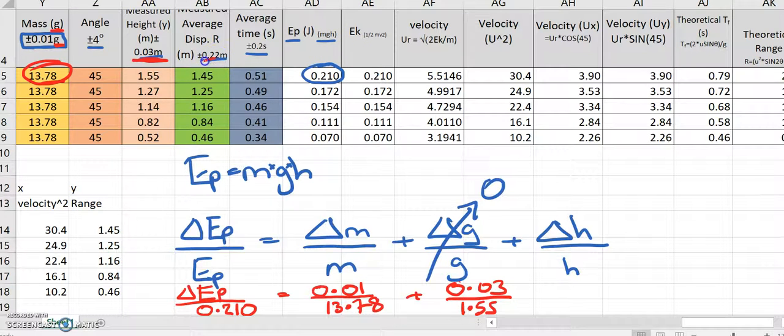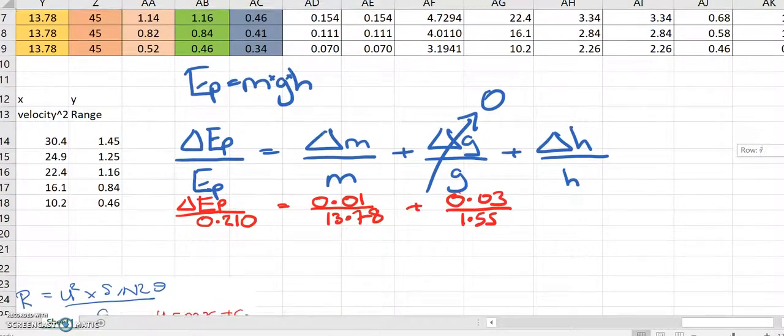And note, as long as the mass is in grams and the uncertainty is in grams, and the absolute uncertainty in the height is in meters and the measurement is in meters, as long as all those units are consistent, the relative uncertainties will work out okay.